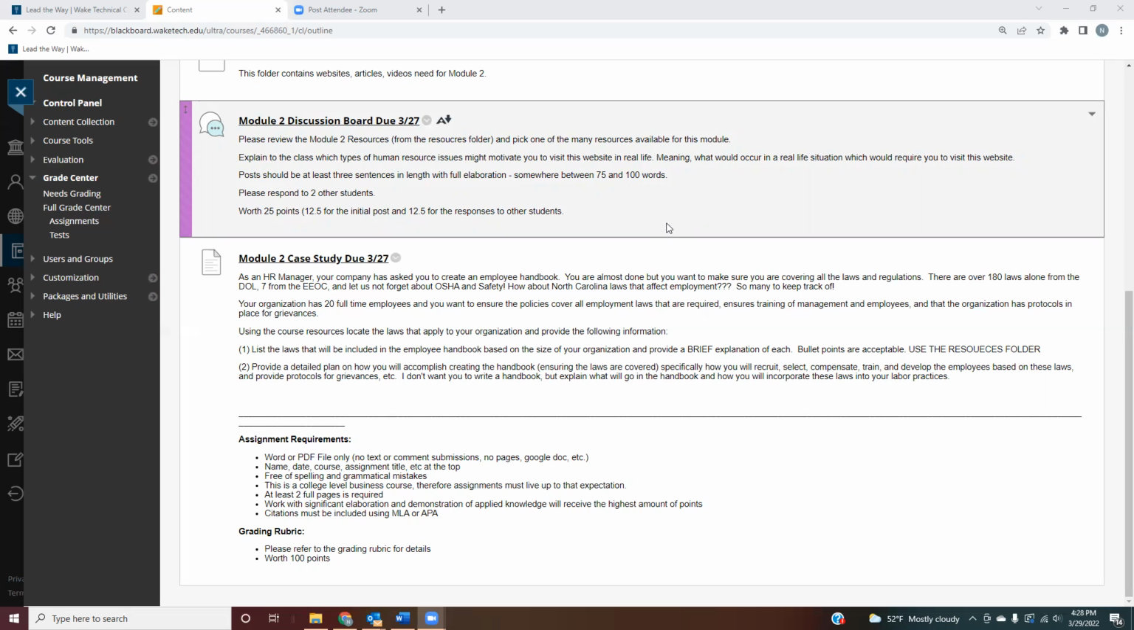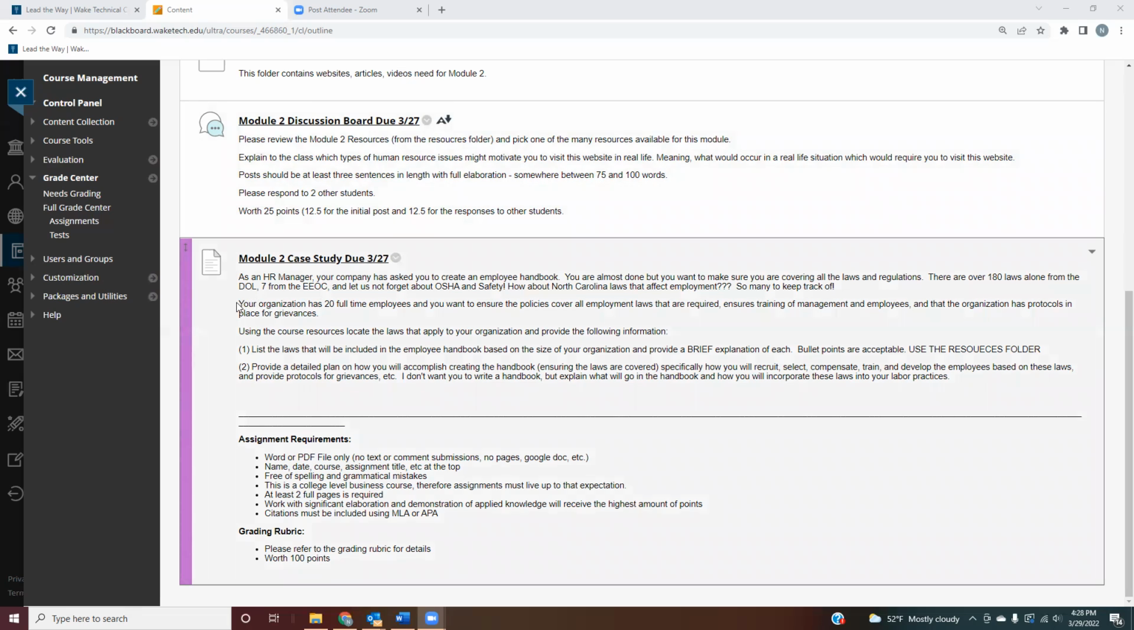It's important for you to know that there are 20 full-time employees for this assignment, because the size of your organization determines which laws apply. For instance, a lot of students get a few points taken off for including FMLA in this assignment. FMLA only applies to companies with 50 or more. So if you got a few points off, it could be that you included a law that doesn't actually apply to this business. The assignment asks you to do two things. First, list the laws that should be included, and then provide a brief explanation, and then a detailed plan.